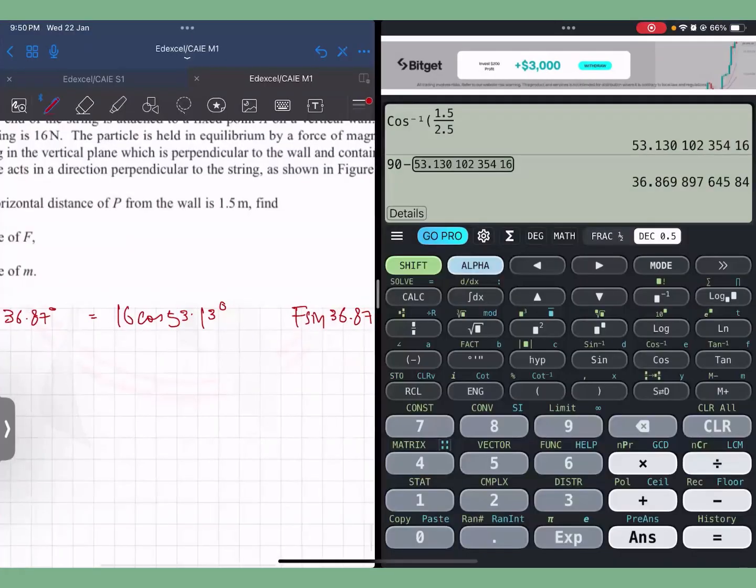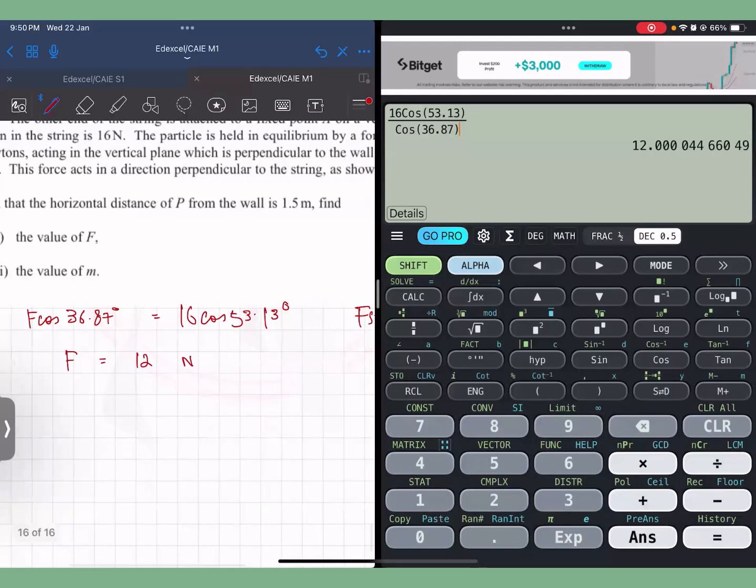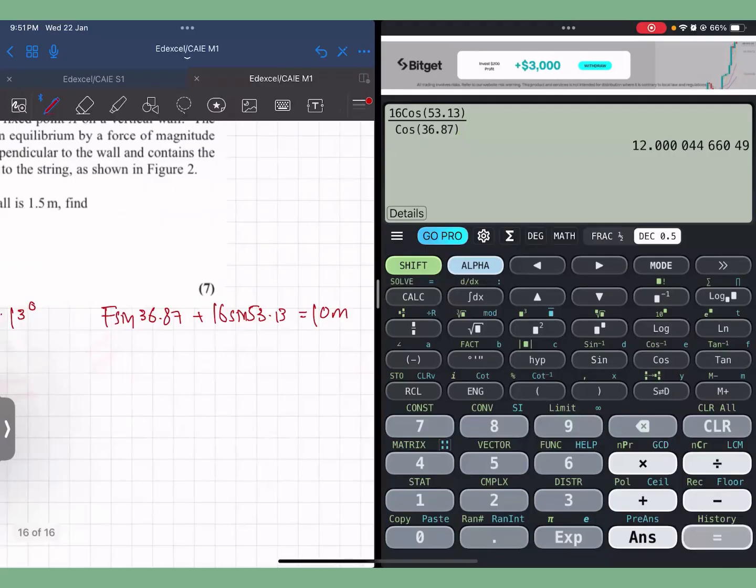So you can find the value of F from here: 16 cos 53.13 divided by cos 36.87. This is 12. And you input the 12 over here. So 12 sin 36.87 plus 16 sin 53.13. This is 16.8, equal to 10m. m comes out to be 1.68 kg. That's it.